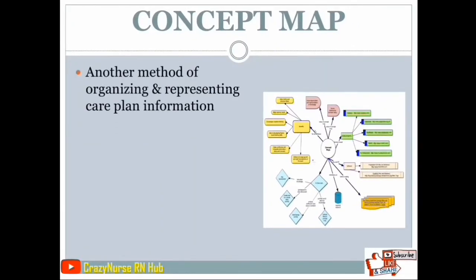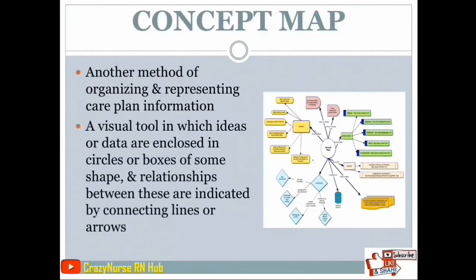Another method of organizing and representing care plan information is to use a concept map. A concept map is a visual tool in which ideas or data are enclosed in circles or boxes of some shape, and relationships between these are indicated by connecting lines or arrows. Concept maps are creative endeavors. They can take many different forms and encompass various categories of data, according to the creator's interpretation of the client or health condition.